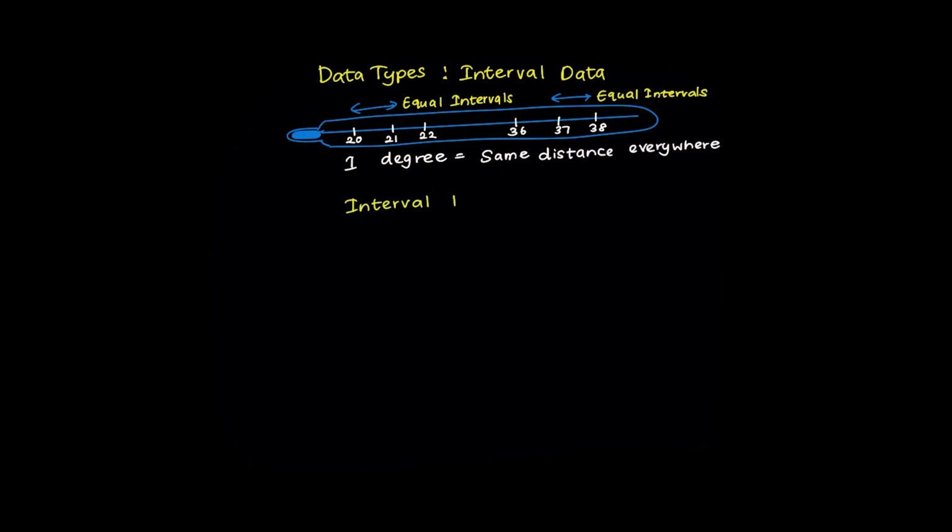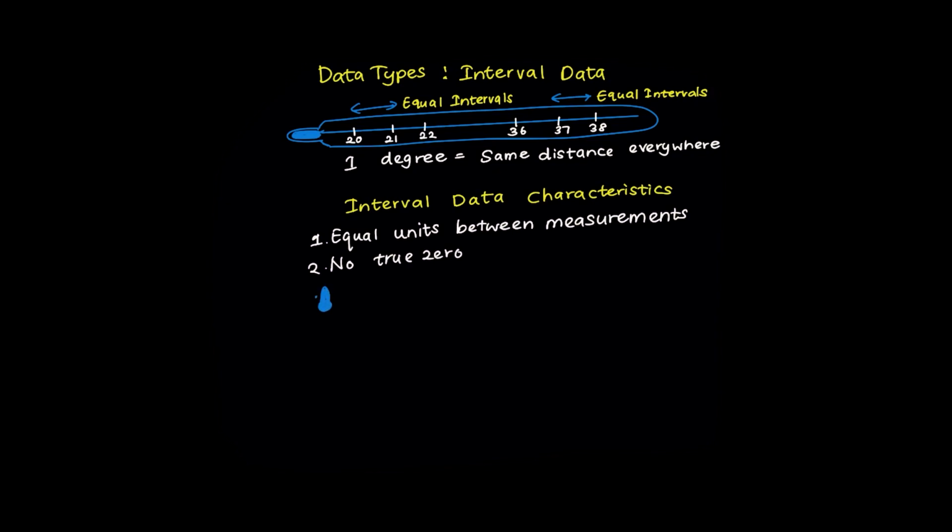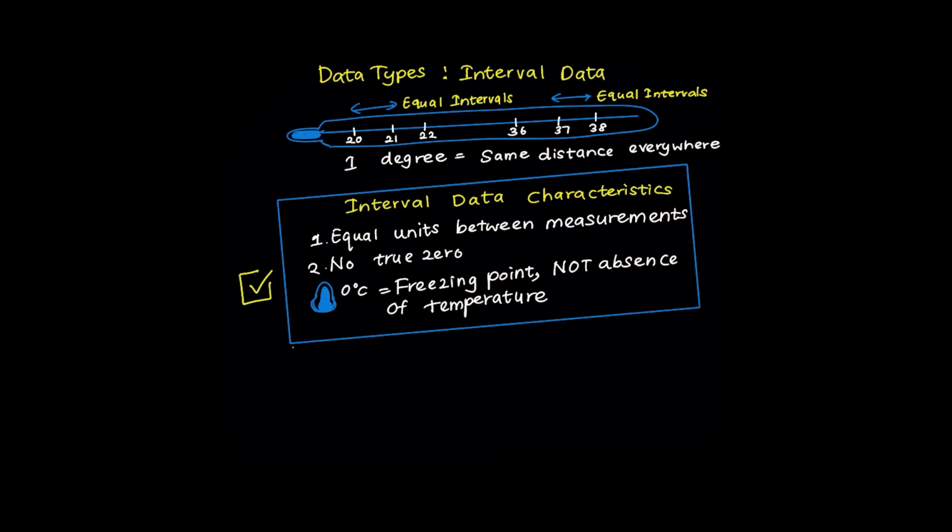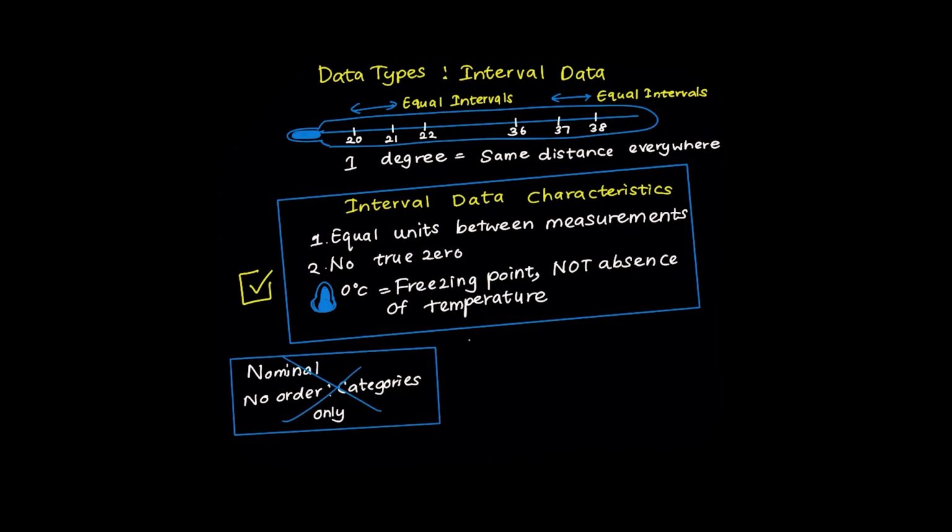This equal spacing is what makes it interval data. However, and this is crucial, interval data doesn't have a true 0 point, where 0 means the complete absence of what's being measured. 0 degrees Celsius doesn't mean there's no temperature, it's just the freezing point of water. This is totally different from nominal data, which is just categories or names with no numerical meaning at all, like naming different types of cancer or insurance plans.